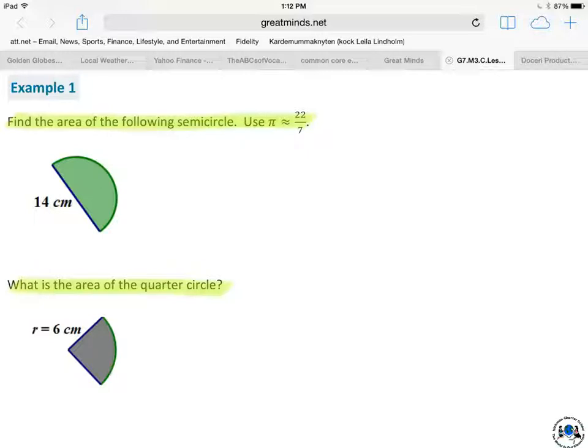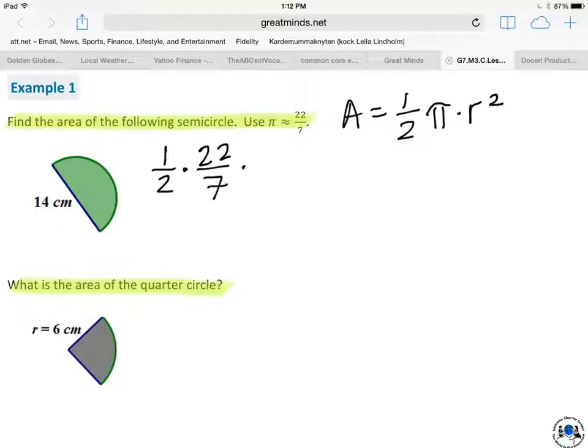Okay, so let's look at these solutions here. First, let's look at our semicircle. First, we always want to write our formula, just so we have it at the ready. We have area equals 1/2 pi times r squared. I'll go ahead and just rewrite the 1/2, and then 22/7 is pi.